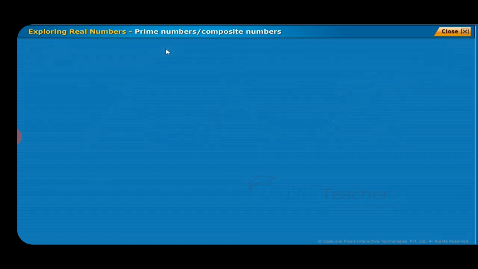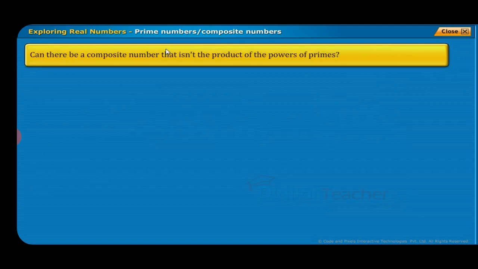Can there be a composite number that isn't the product of the powers of primes? For this, let us take an example of factorizing a large natural number, 163800. Let us use factor 3 that is well familiar to all. Now, let us have a look on some of the natural numbers. 163800 can be written as 2 into 81900. And 81900 can be written as 2 into 40950. 40950 can be written as 2 into 20475.